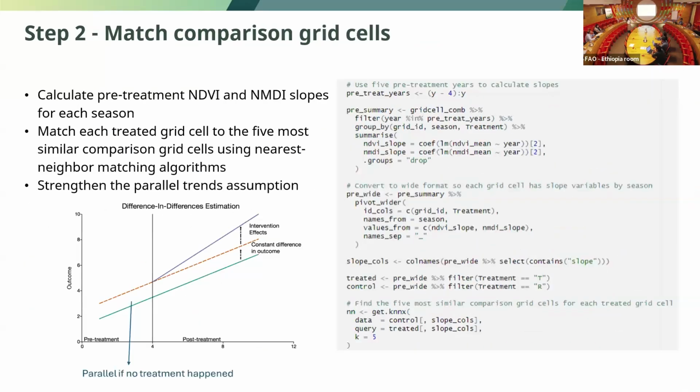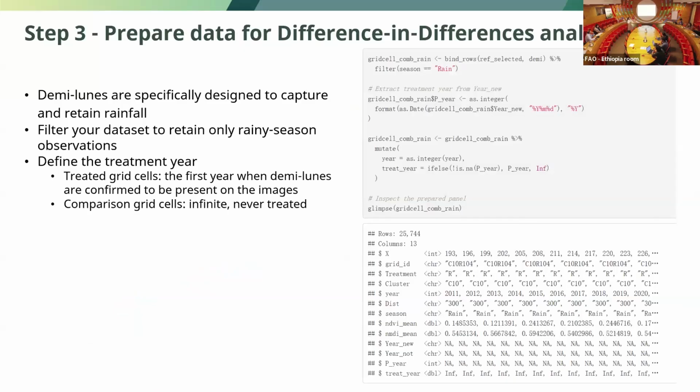And then for the comparison cells, the treatment year will be infinity because they've never been treated yet. So we just use infinity here to represent the treatment year. After that, the model will automatically calculate the event time for us. The event time is how many years before or after the treatment time. If the event time is negative, it means years before, pre-treatment. If the event time is positive, it means the years after the treatment.